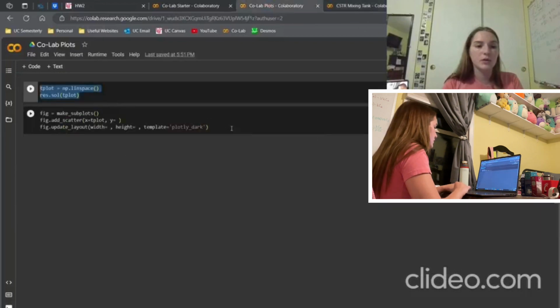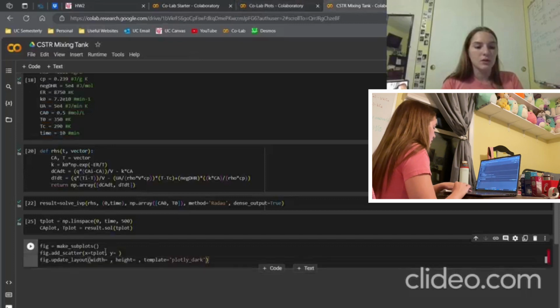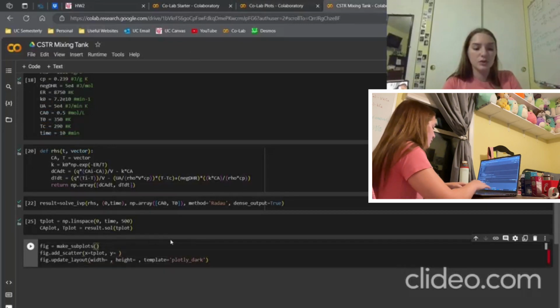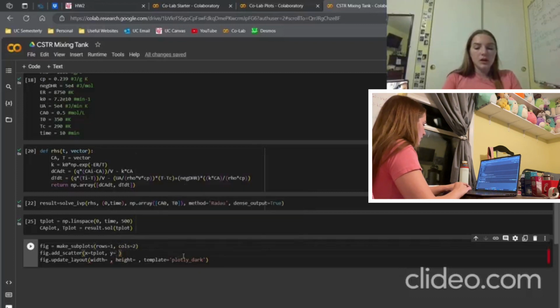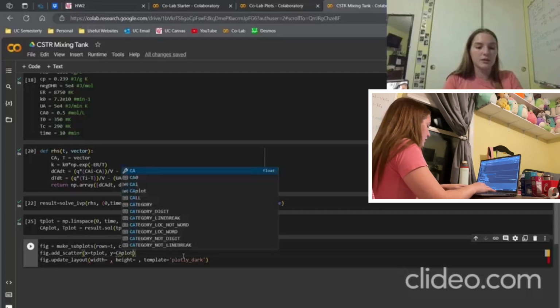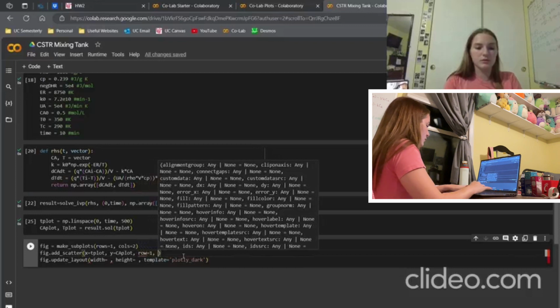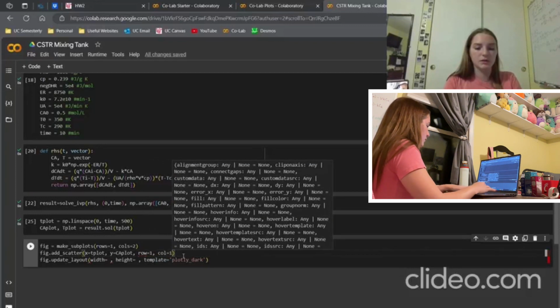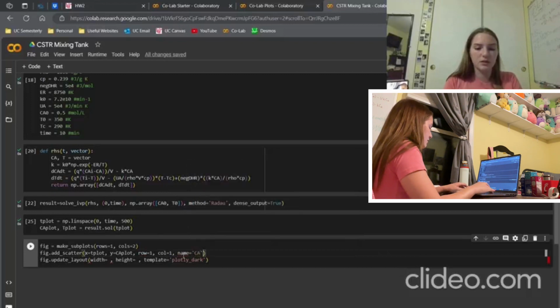And then we are going to copy over our make subplots. So since we want two different plots here, we're going to say that our rows is equal to 1 and our columns is equal to 2. Now we are going to plot our CA first. So we're going to have our y is equal to CA plot, our row is equal to 1, our column is equal to 1, and we are going to name this CA.